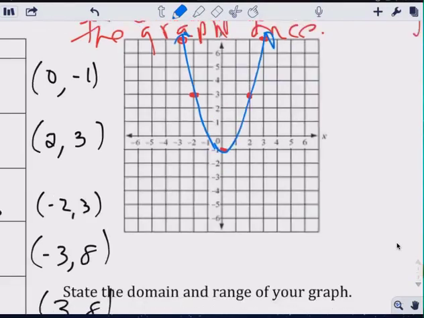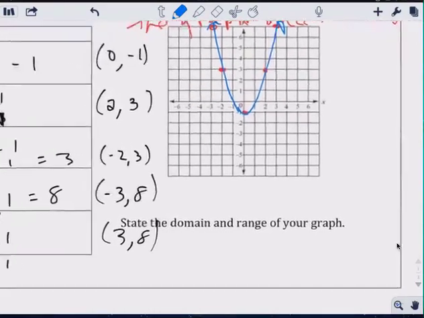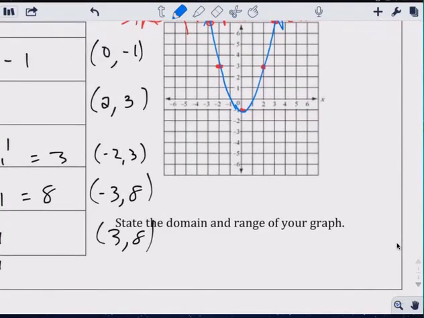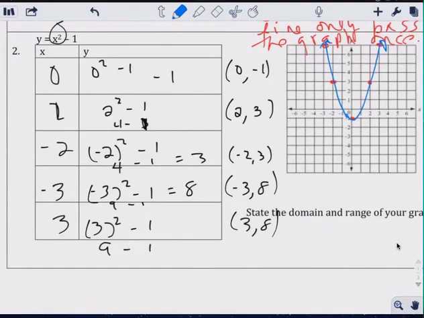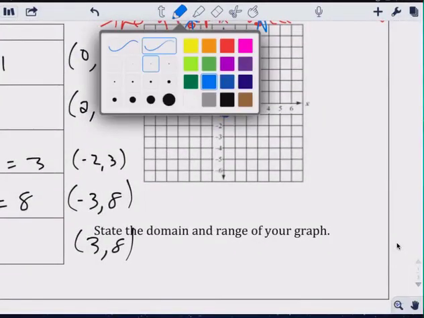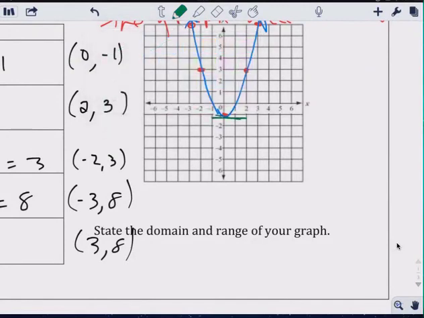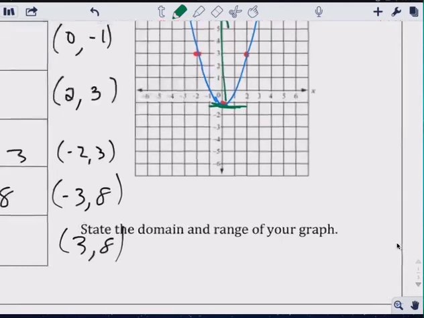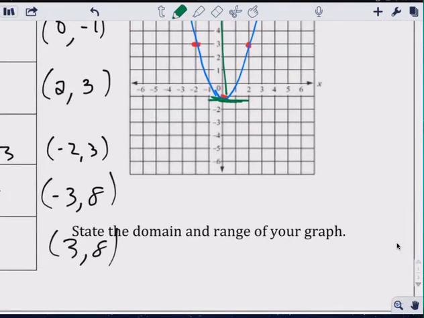Okay? And this domain is all real numbers because you can put anything for x and they'll all be different and you'll have an answer. Now for range though, the lowest you can get is negative 1. It's a minimum of negative 1. So it has to be any number greater than or equal to negative 1. Domain is all real numbers. I'm going to chop the graph short because I have to do other things.